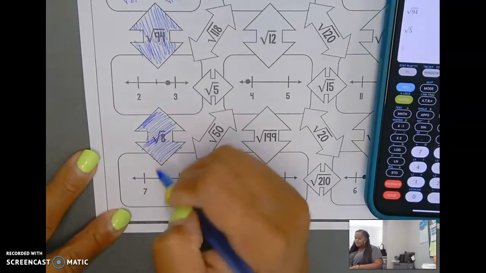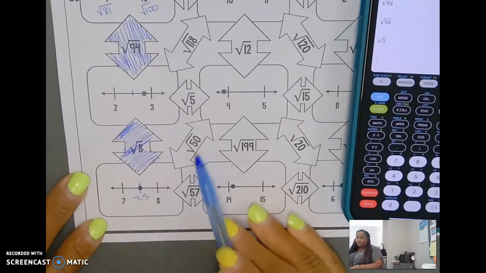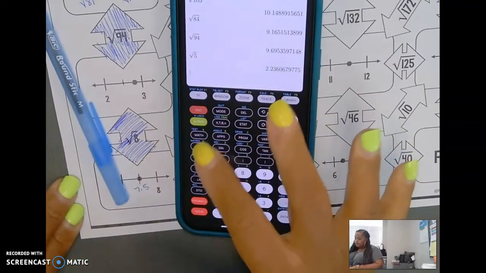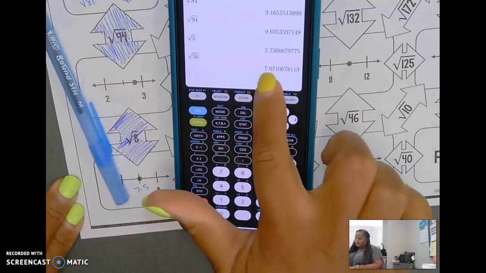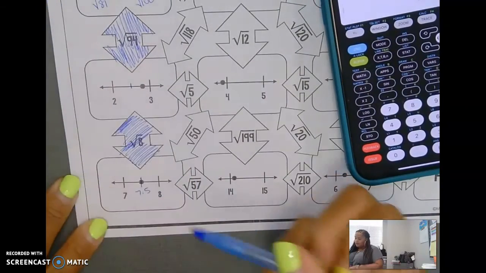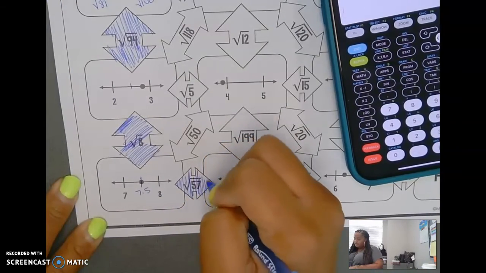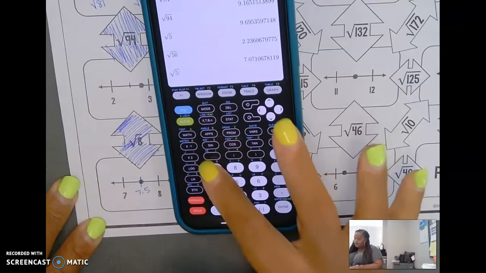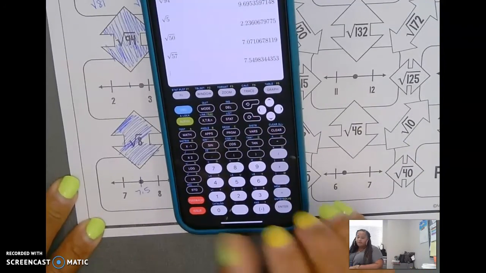Now here, this looks like it's smack dab in the middle, 7.5. So let's calculate the square root of 50 and the square root of 57 and see what we get. Radical 50. Oh, that's 7.07. That's too close to 7. So it's got to be radical 57, or square root of 57. Now I'll double check my work. I think I have a pretty good judgment. 7.54. Okay, that's close to 7.5.